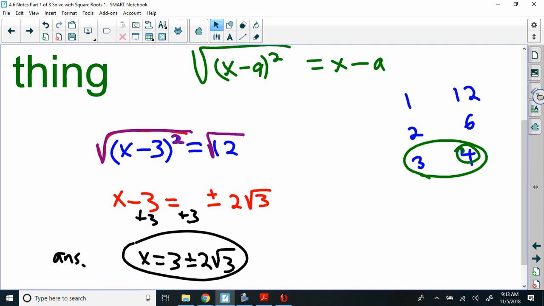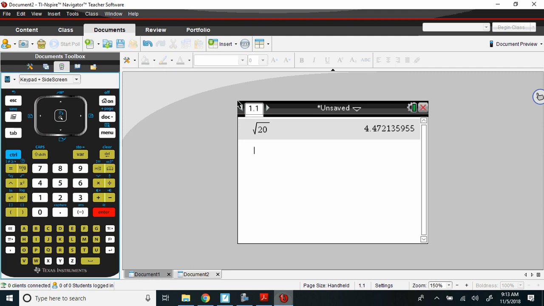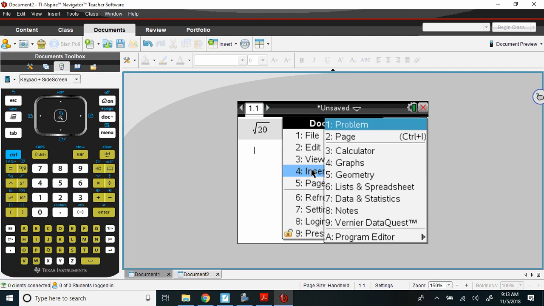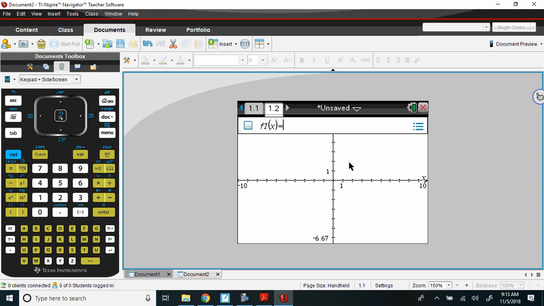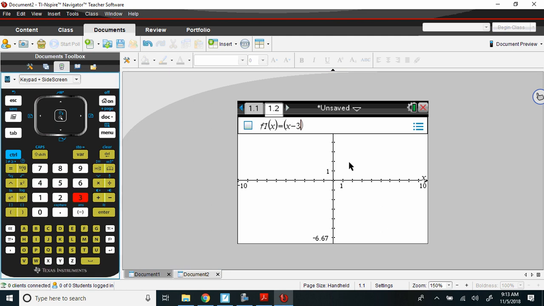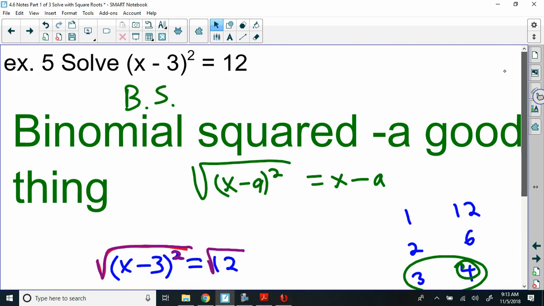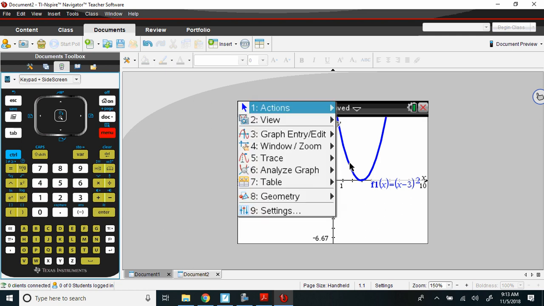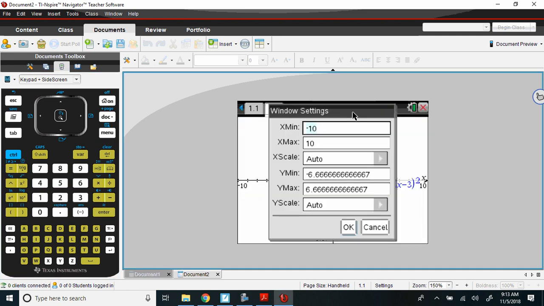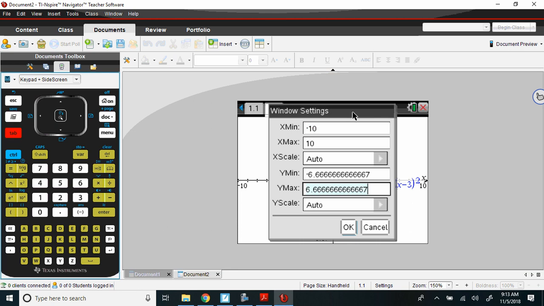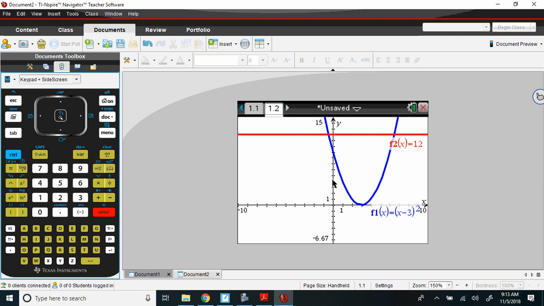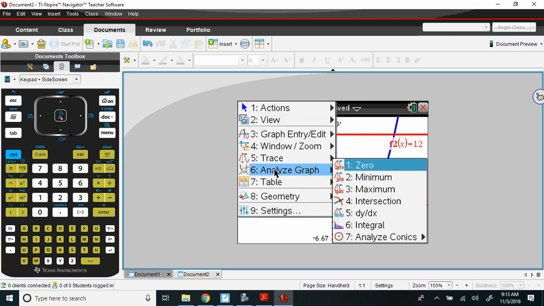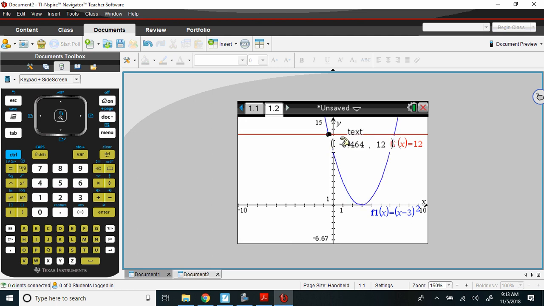So, real quick, I just want to take a sneak peek at this one on a calculator. Insert, graphs. So if I graphed that x minus 3, the quantity squared, and then I graphed a line of 12, a line when y equals 12, and then I go to the window and I set my window settings so I can see this. I want to go up to like 15 here. My answers are where those graphs intersect. Menu, analyze graph. I want to find the intersection points. And those things intersect.